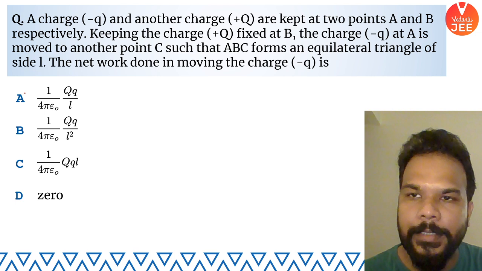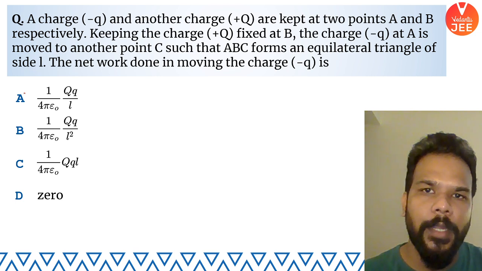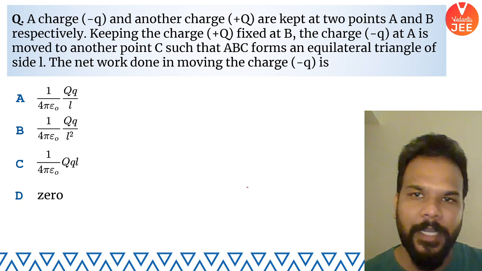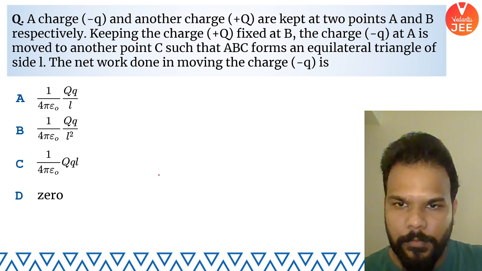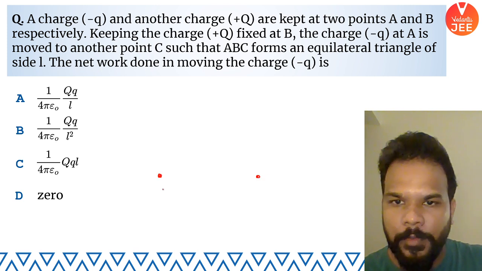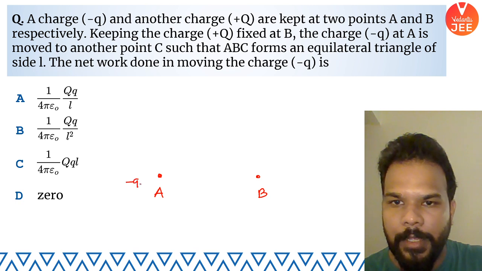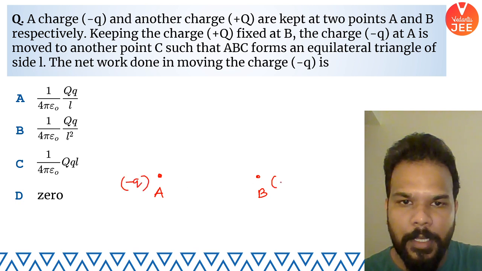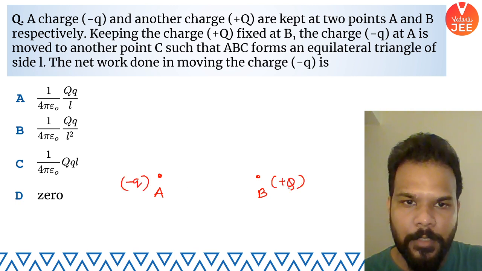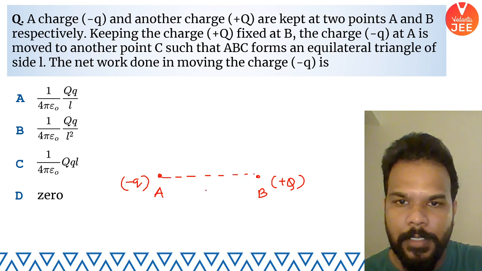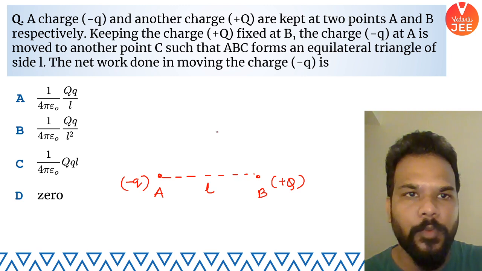Now this one, guys, it says that a charge minus Q and another charge plus capital Q are kept at 2 points A and B respectively. Okay, so say this point is A, this point is B. At A I have minus Q charge, at B I have plus Q charge, and they are say separated by some distance L. Okay, that's what they are saying.